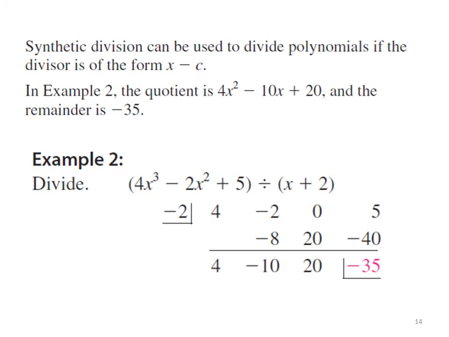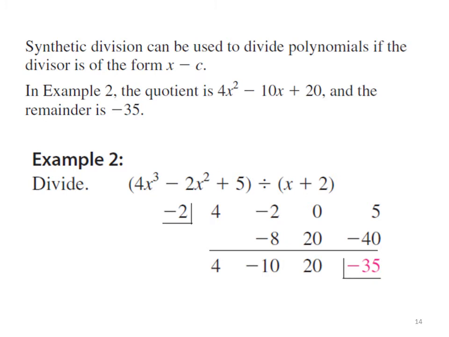Write minus 2 to the left and then just draw a line. And write the coefficients of the polynomial we are dividing, which is 4, minus 2. Write 0 for the missing term, which is x. Because the cube term, the coefficient is 4. The squared term, the coefficient is minus 2. There is x to the 1 missing, so we use 0. And then the constant term, the coefficient is equal to 5.